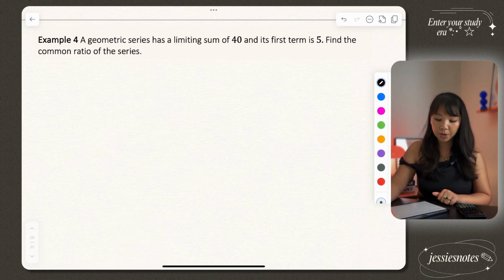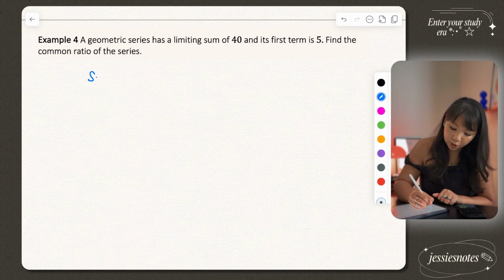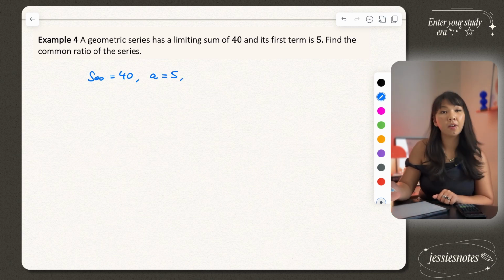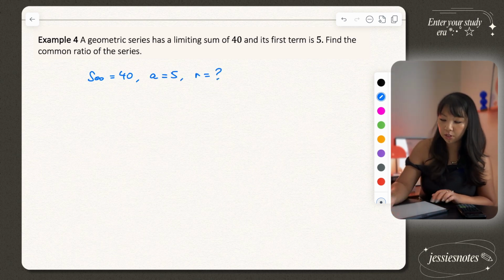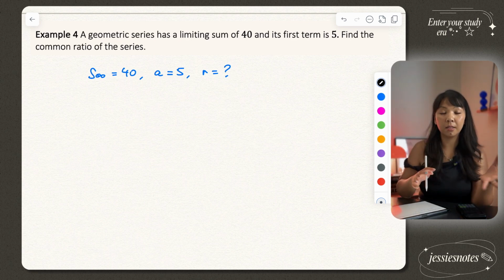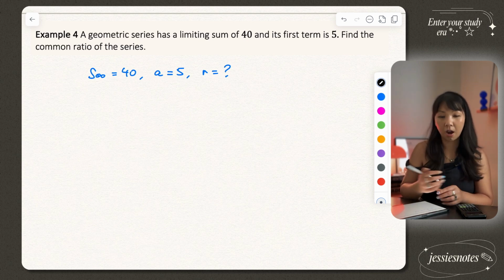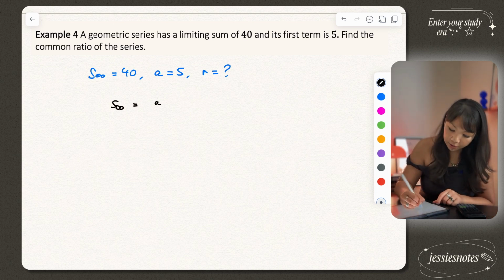Example 4, a geometric series has a limiting sum of 40. So we know that the limiting sum is 40, so S of infinity is 40, and its first term is 5. Find the common ratio of the series. So you can see here that we can still plug this into the limiting sum formula, but we're just going to be rearranging it to find the only unknown, which is R. So let's write it down first.